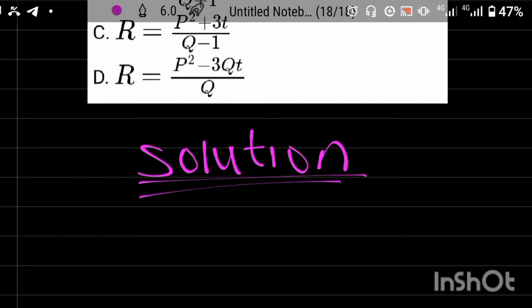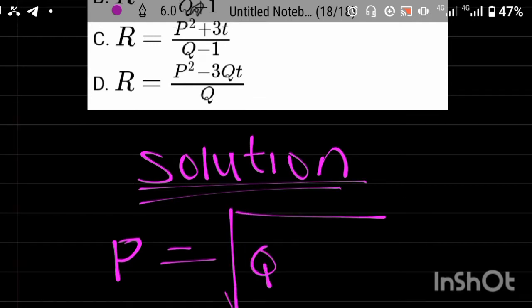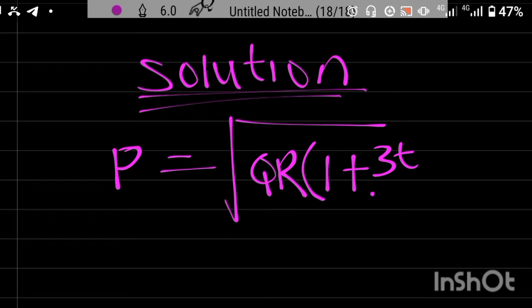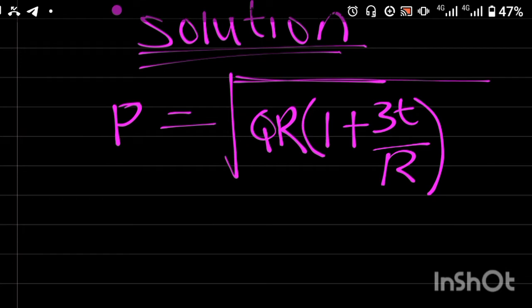Solution. P is equal to square root of QR into bracket 1 plus 3t over R. Bracket closes. Okay, we want to make R the subject of the formula, and you cannot do anything to everything we have under the square root unless you remove the square root. You can actually open the bracket inside the square root, but you cannot take them out of the square root. So the square root is serving as a cover for them. So I have to remove the square root before I continue with the solving of this question.